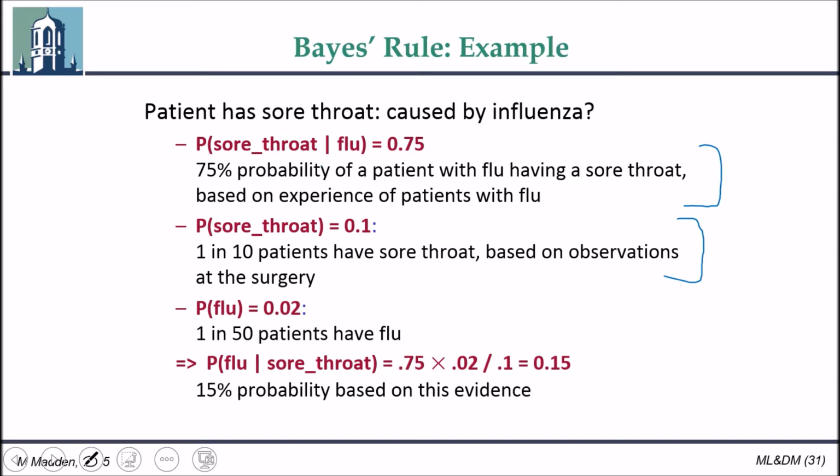I also happen to know that the flu is fairly prevalent at the moment, and 1 in 50 of my patients have the flu. So from all of that, I can compute the probability of having the flu, given that you've got a sore throat, is 0.75 multiplied by 0.02 divided by 0.01, and it works out at 15%. Based on this evidence and this data, there's a 15% chance that if this patient has a sore throat, it is caused by the flu, and therefore I suppose an 85% chance that there are many other explanations for this patient's sore throat.